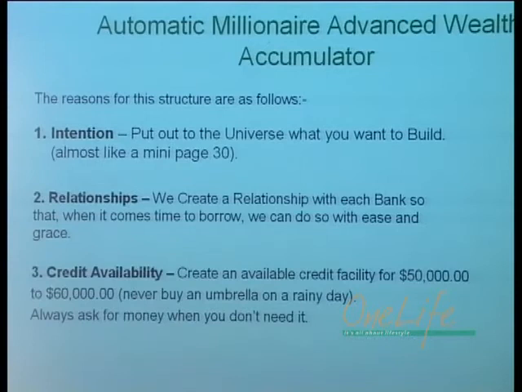The third area is your credit availability, creating an advanced credit facility up to $50,000 to $60,000. Never buy an umbrella on a rainy day. Always ask for money when you don't need it. What does this mean? If you've got 6 credit cards with $10,000 on each of them, you've got $60,000. And for some of you here right now, you're already starting to think of some things that you'd like to invest in. Am I saying you should just borrow money for interest's sake? No. This is real money and you need to be very, very cautious with what you do with it.